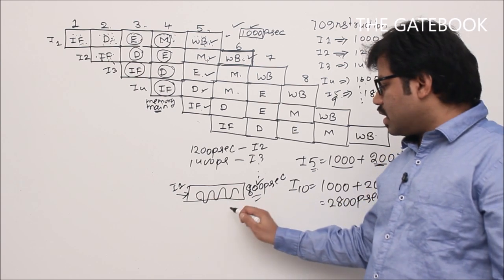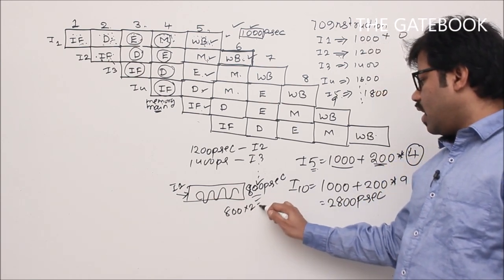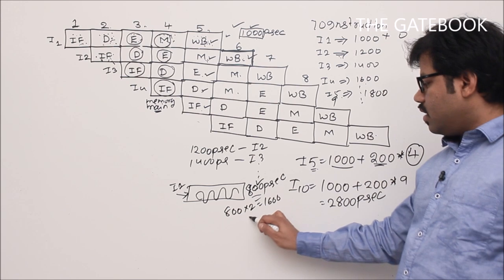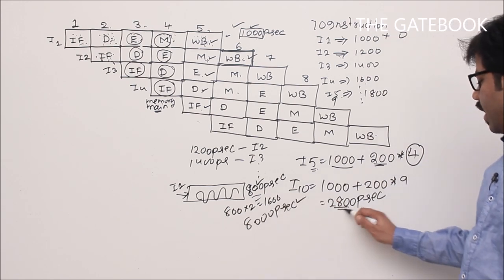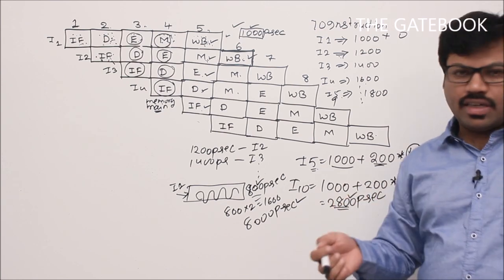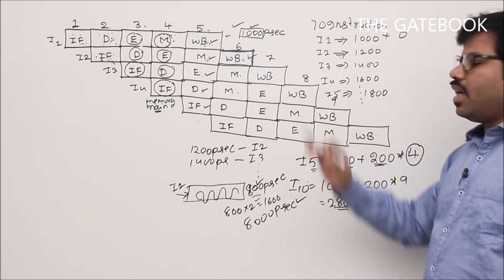But to execute two instructions it requires 800 into 2, 1600 picoseconds. To execute 10 instructions it will be 8000 picoseconds. 8000 picoseconds versus 2800 picoseconds. Definitely it is better, right? Which one is better? This one, pipelined execution.